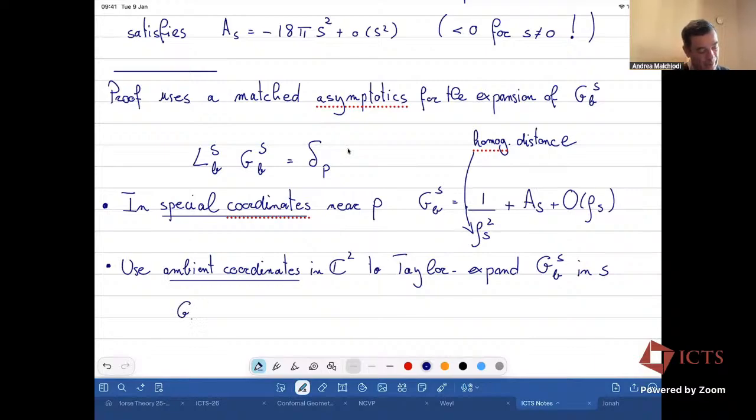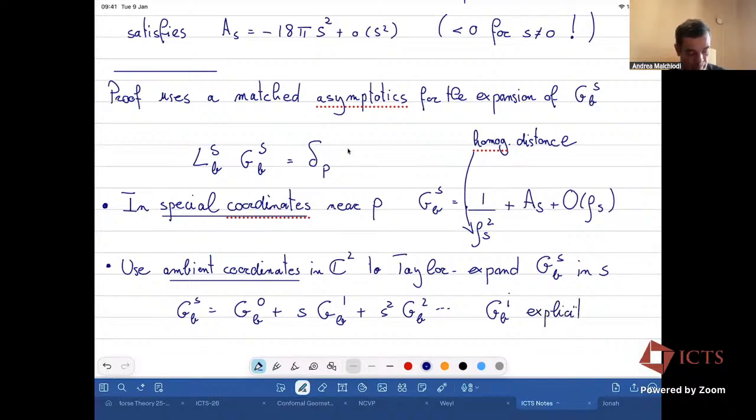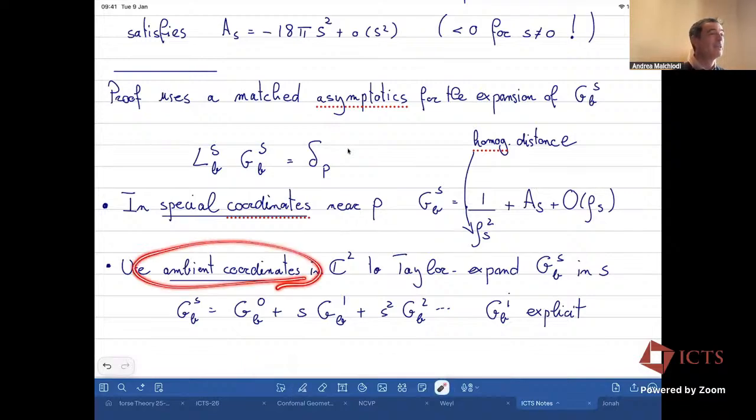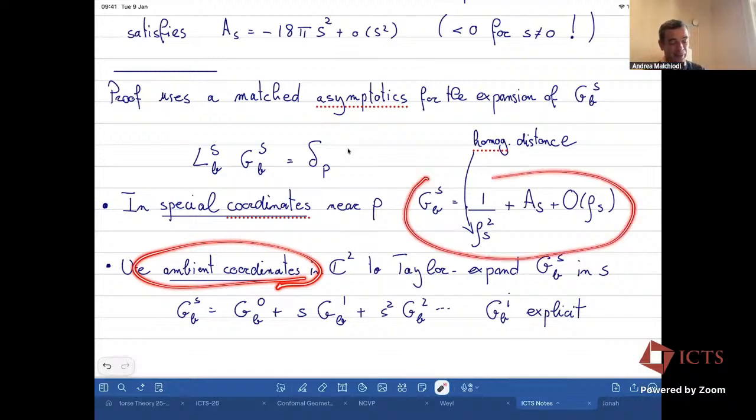So GBS becomes GB0 plus S GB1 plus S squared GB2 and so on. Okay, so the GBI are explicit. But the catch is that the ambient coordinates in C2 are not good coordinates to be able to write this expansion.